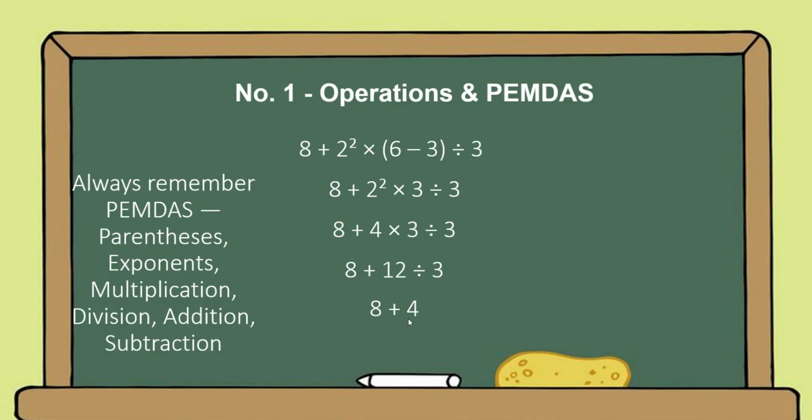Now the expression is simplified to 8 plus 4. Finally, we perform the addition step. Adding 8 and 4 gives us 12. Therefore, after following all the steps of the PEMDAS rule correctly, the final value of the expression is 12.